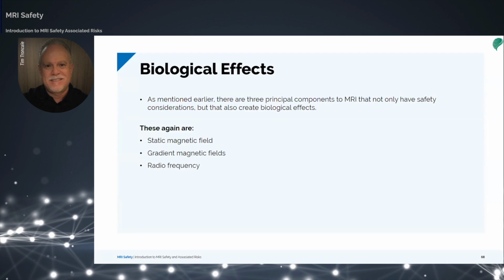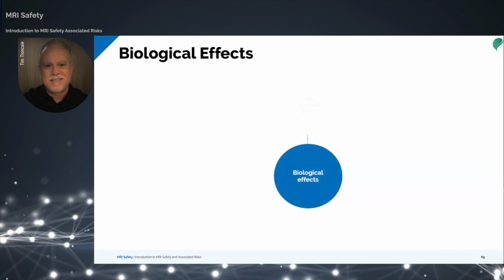We are now going to discuss the biological effects of the MR imaging process. As mentioned earlier, there are three principal components to MRI that not only have safety considerations, but also create biological effects. These again are the static magnetic field, gradient magnetic fields, and radio frequency.